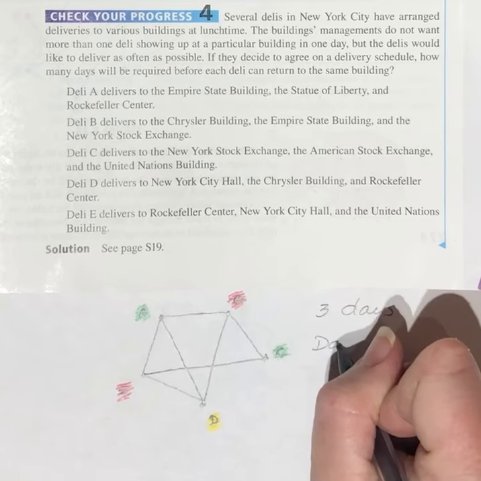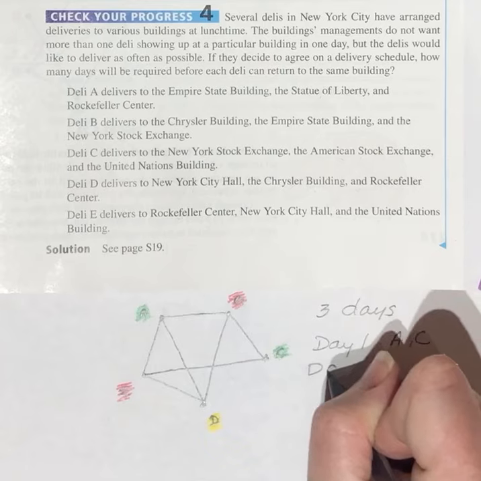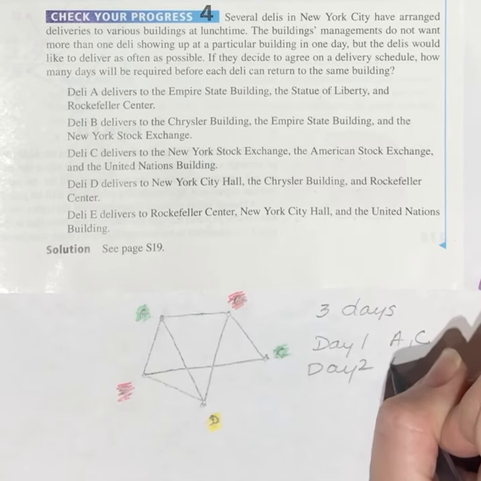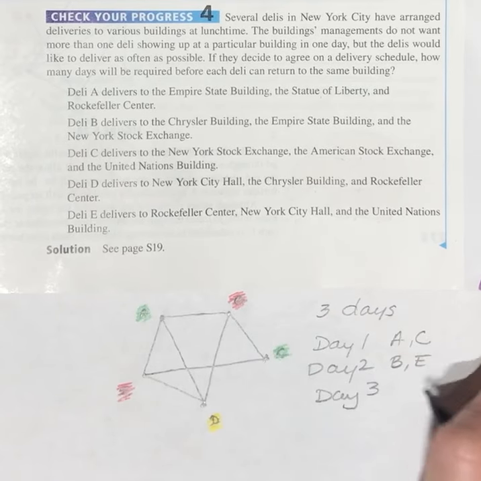So on day 1, I would have delis A and C. On day 2, I'm going to have delis B and E. And on day 3, I would have D. 3-day schedule.